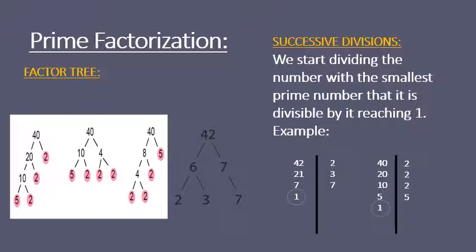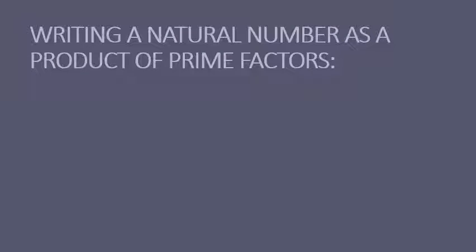40 is divisible by 2 to get 20. 20 is divisible by 2, which gives 10. 10 is divisible by 2, and we get 5. 5 is not divisible by 2. We can try 3 and then 5. So 5 divided by 5 is equal to 1.